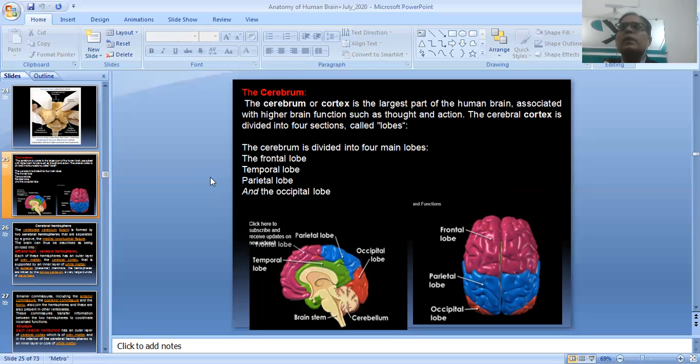The cerebral cortex is divided into four sections called lobes, like frontal lobes, temporal lobes, parietal lobes, and occipital lobes. As I told you that like cranium is divided into four parts: frontal, parietal, occipital, and temporal. In the same way, it's also divided into four lobes, my dear friend.